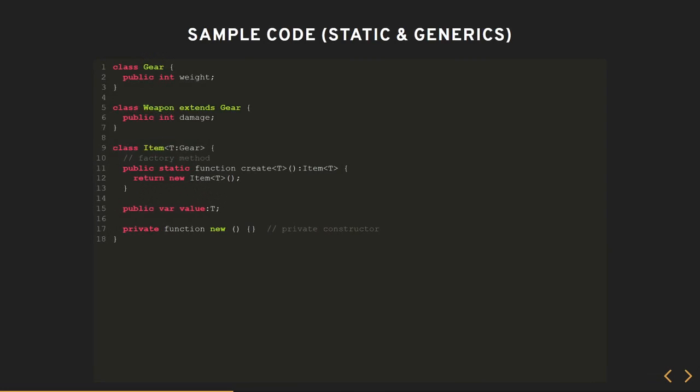Quick slide on static and generics. Static works the exact same way that it works in Java and all those other languages. Generics, I think so as well. Maybe the one detail you have here, for example, you see class Item, is that you can constrain the generic parameter to be of a certain type. Here I constrained it to Gear. I think that's the only really special thing about generics in Haxe. Otherwise, it behaves exactly the way you would expect.